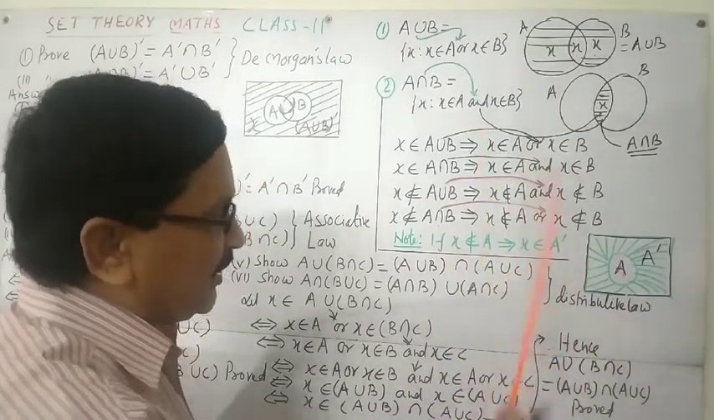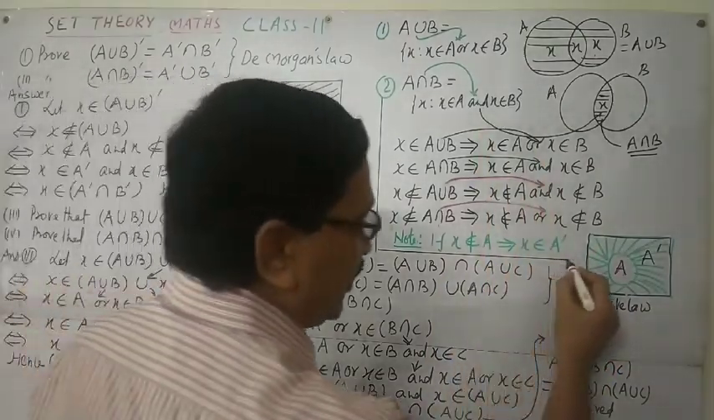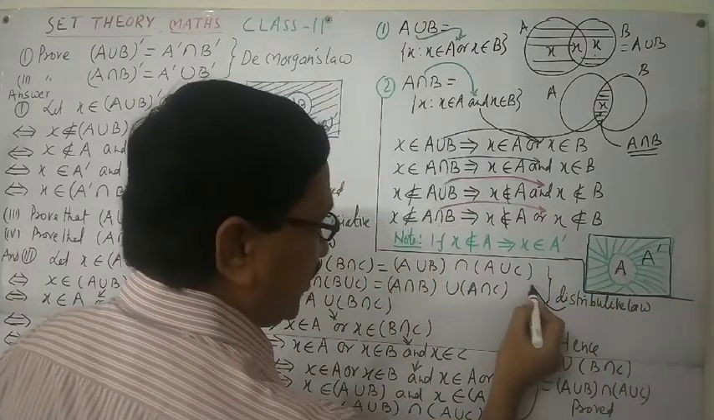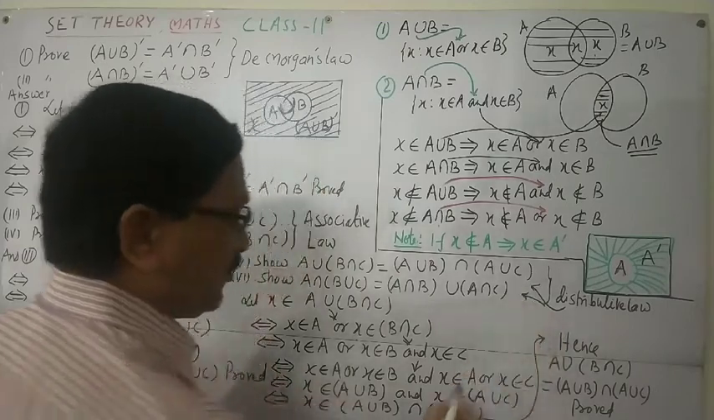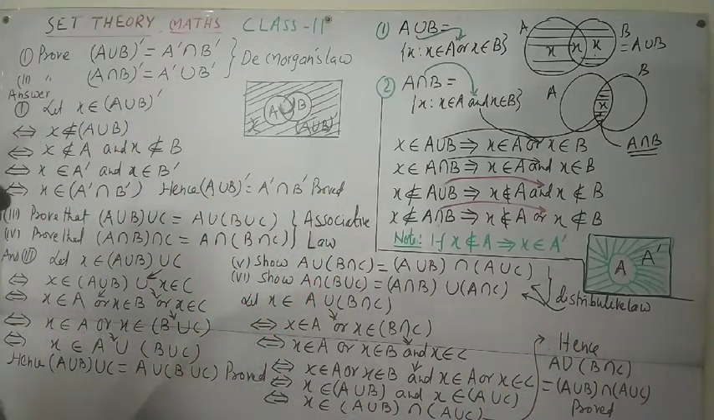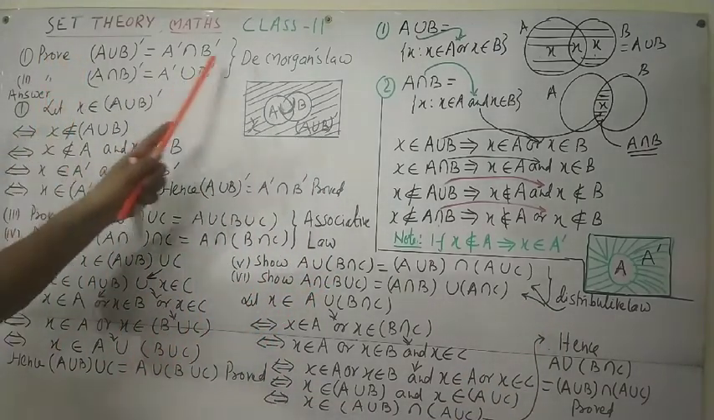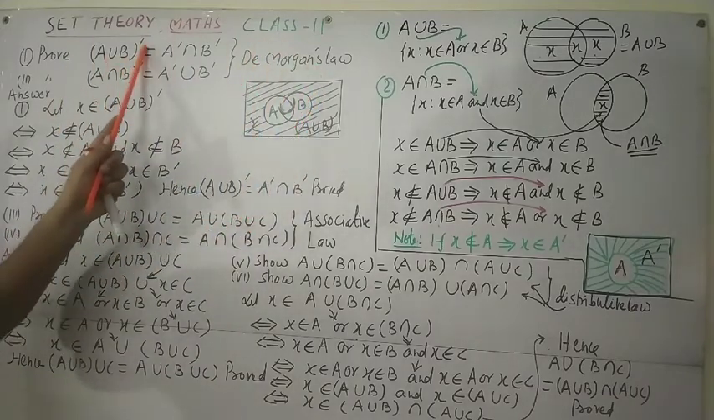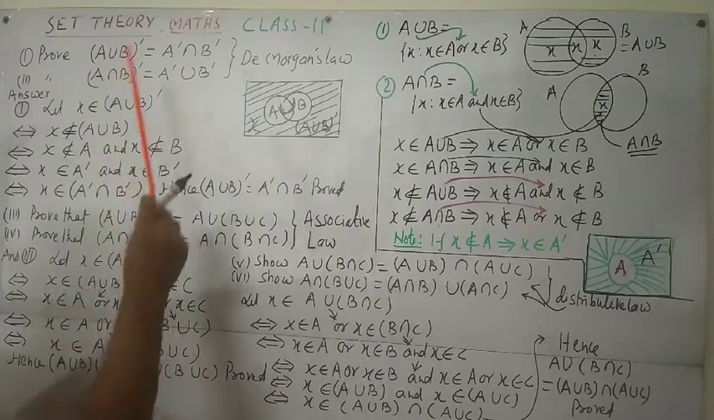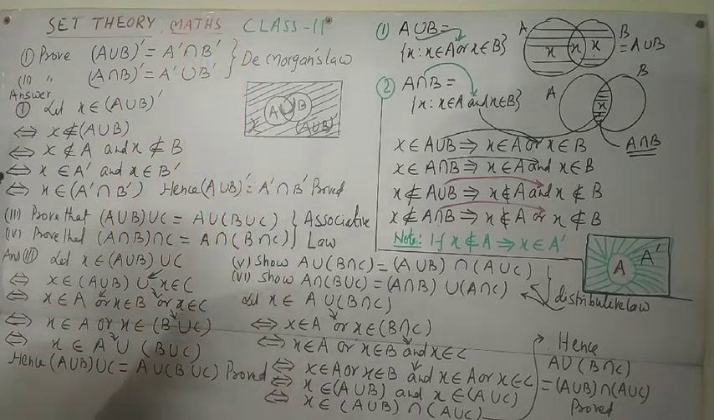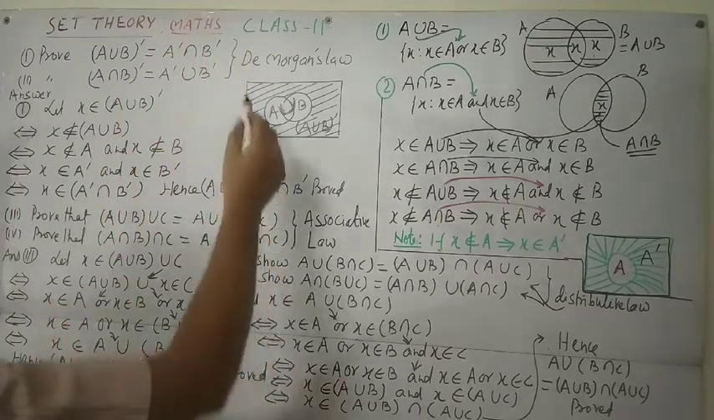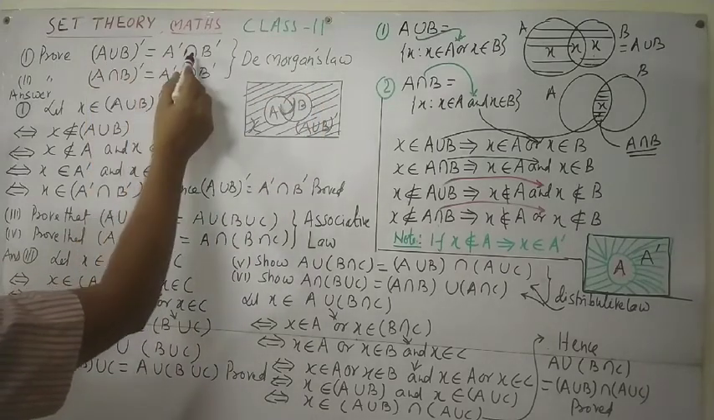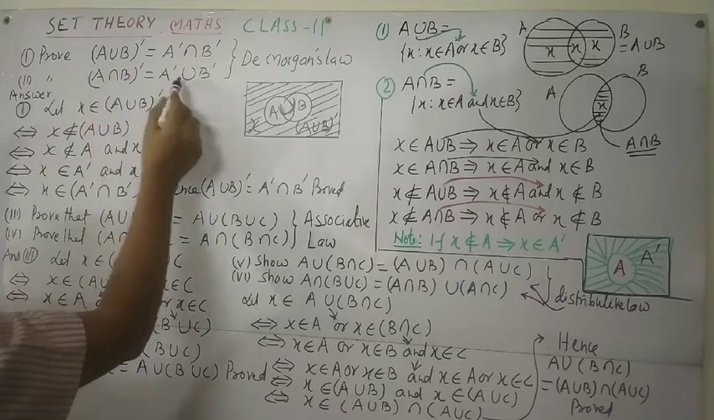These are the theory. Now the theory is over. This is the distributive law. These two problems are distributive law. Later on you will see. Just the first problem, this is called De Morgan's law. The first proof: A union B complement is equal to A complement intersection B complement. Surprised? In case of De Morgan's law, the union becomes intersection and intersection becomes union.